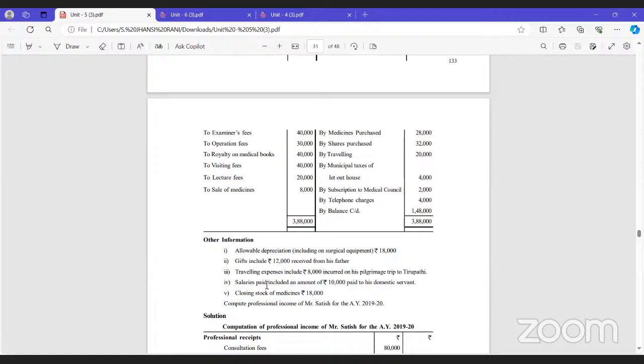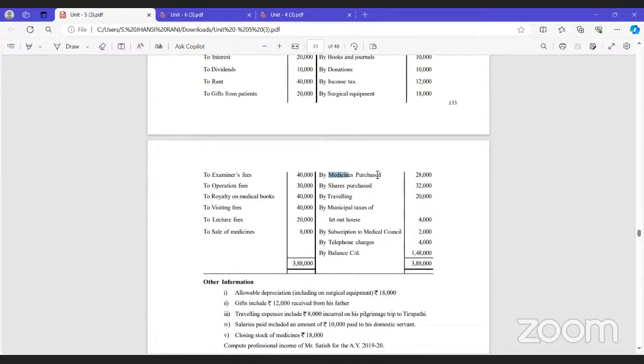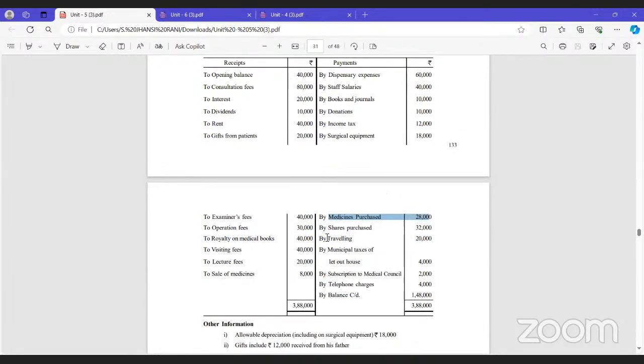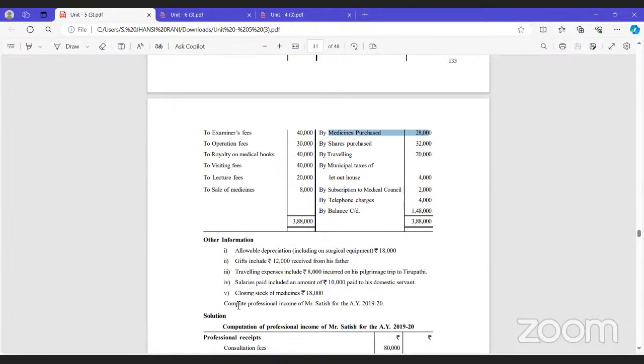Now look at the medicines. He purchased medicines worth 28,000. But look at what it is telling here: closing stock of medicines is 18,000. So did he use the total medicines? No, because 18,000 is left over. So medicines purchased is not the total amount, because some medicines are left over with us. That also we have to find out.